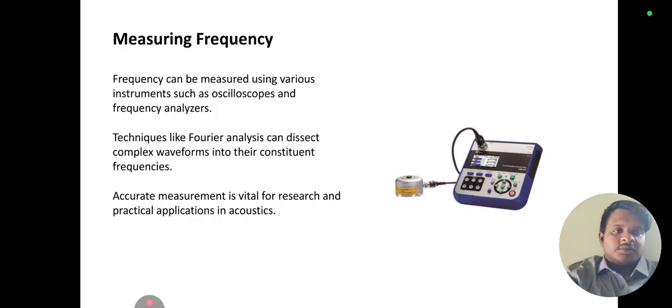Measuring frequency. Now we can see how to measure frequency. Frequency can be measured using various instruments like oscilloscopes and frequency analyzers. Techniques like Fourier analysis can dissect complex waveforms into their constituent frequencies. Accurate measurement is vital for research and practical applications in acoustics. This is the device to measure the frequency.